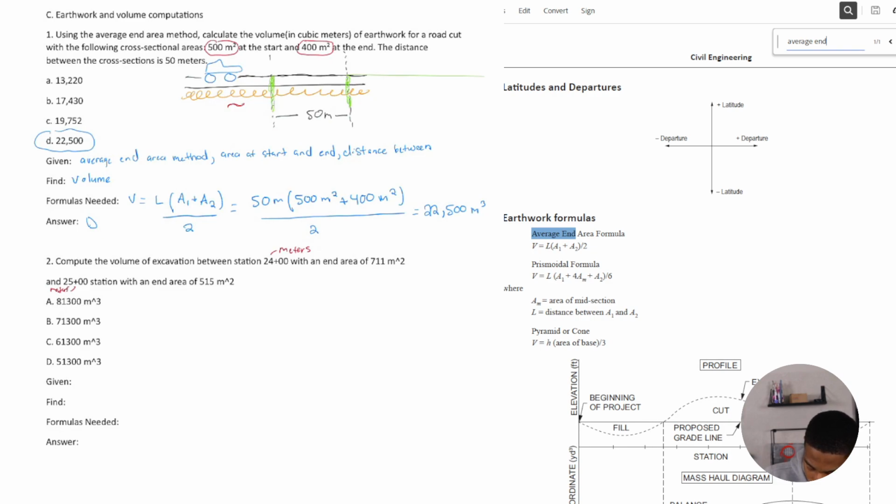So they give us stations. They also give us, what else do they give us? They give us the end areas at each station, and they want us to find the volume. Okay, so similar idea here.